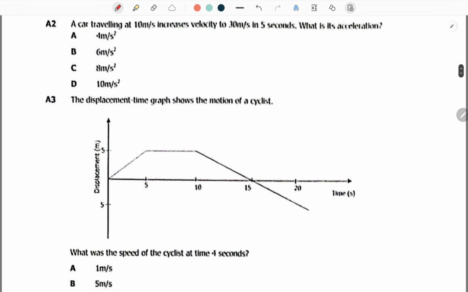Okay, the second question is saying a car traveling at 10 meters per second increases velocity to 30 meters per second in 5 seconds. What is the acceleration? So it was traveling at 10 meters per second. So you can say this is going to be your v initial, which is 10 meters per second. And this is going to be your v final, which is 30 meters per second. Then they give you the time. The time is actually 5.0 seconds. Then they are asking you to find the acceleration.